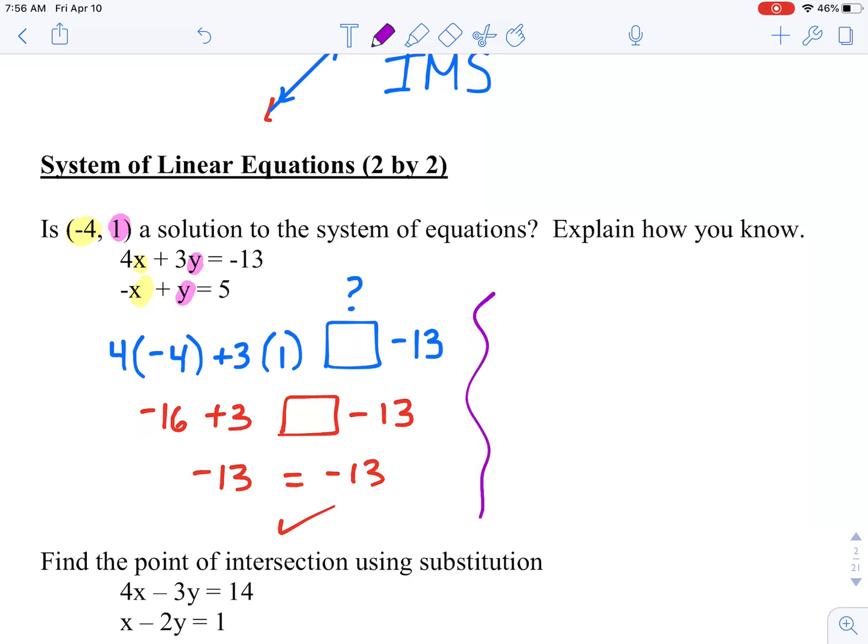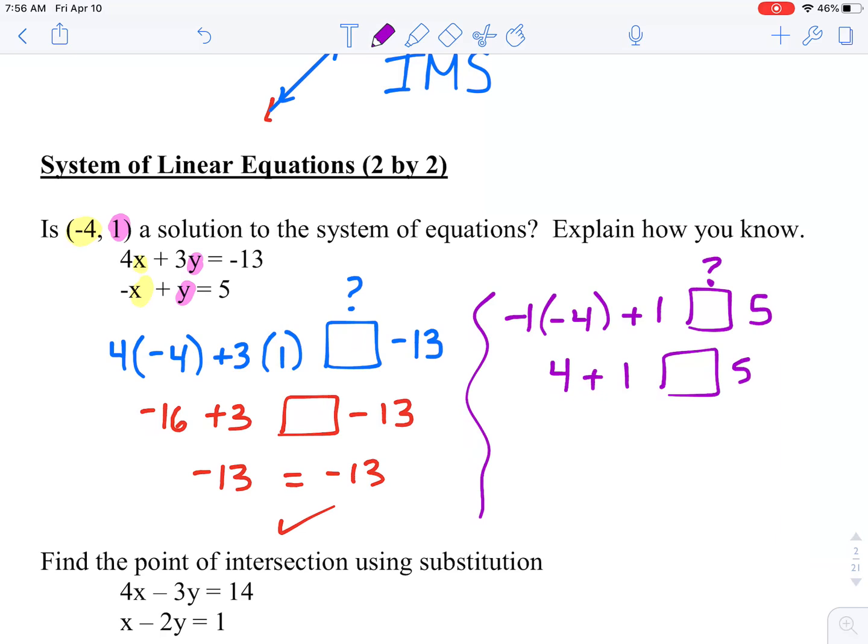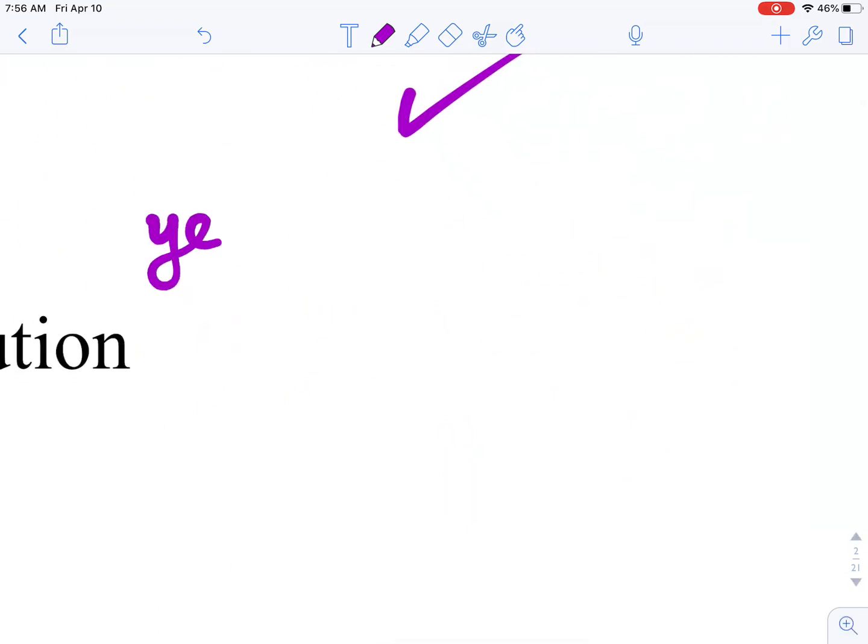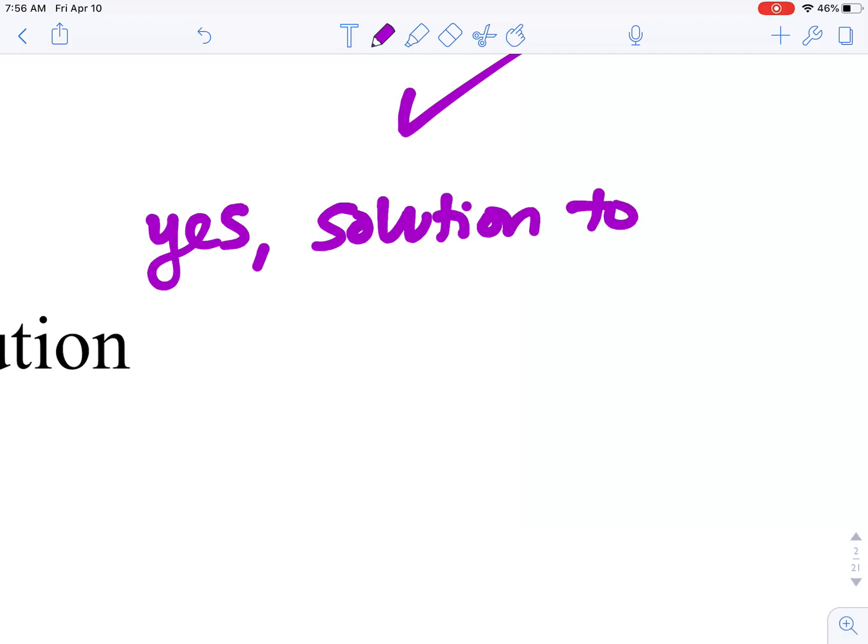Plugging in, if you see that negative in front, really we have a negative 1, you can write a negative 1, multiplied by our negative 4, plus and replace the y with the 1, and I'm going to put a box, and it's kind of our question mark asking if it's equal to 5. So this equals 4 plus 1, and so yes, 5 equals 5. So the question is, is this a solution to the system? So yes, it's a solution to the system.